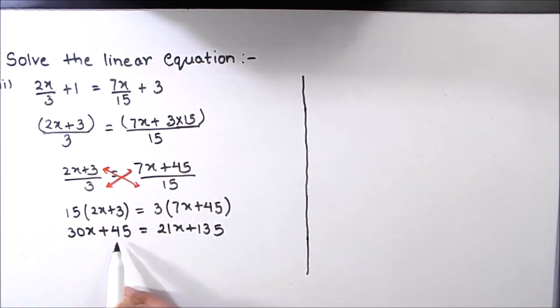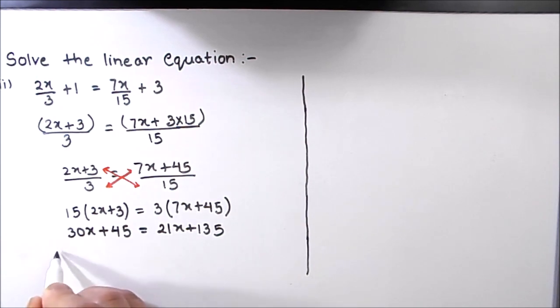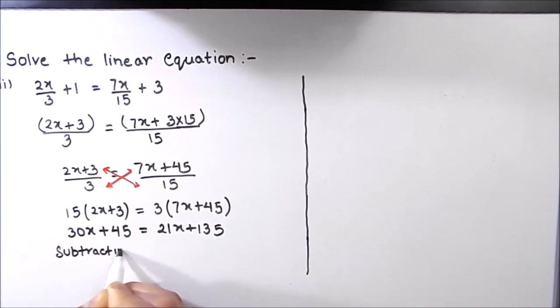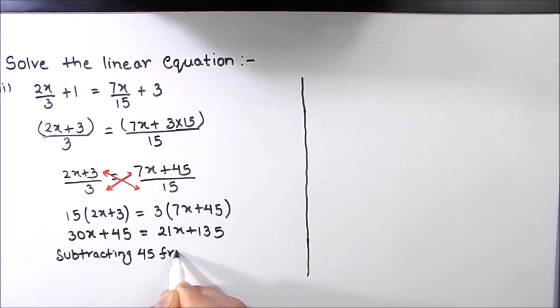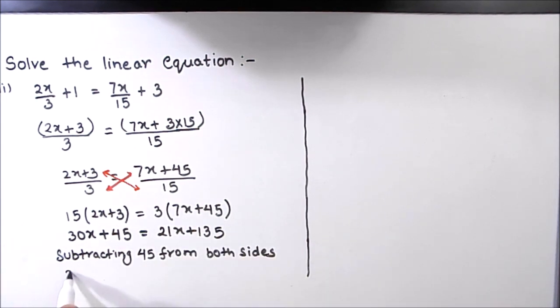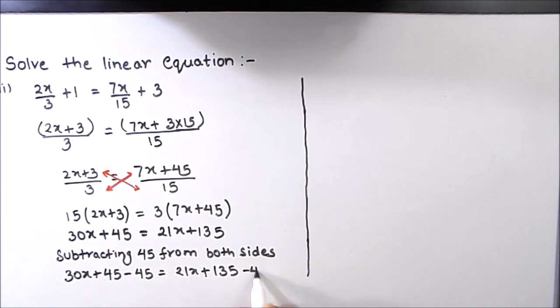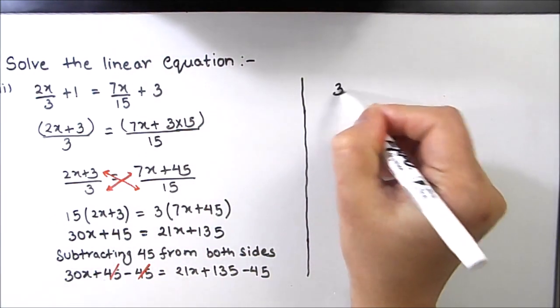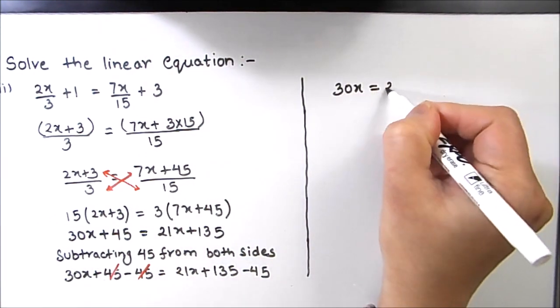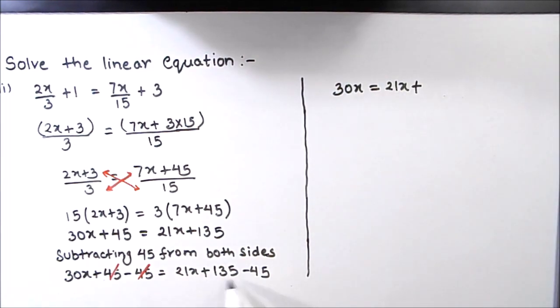Now we'll subtract 45 from both the sides. So subtracting 45 from both sides, this will be 30x plus 45 minus 45 is equal to 21x plus 135 minus 45. So this 45 and 45 get cancelled. So on the left hand side will be 30x is equal to 21x plus 135 minus 45, which will be 90.